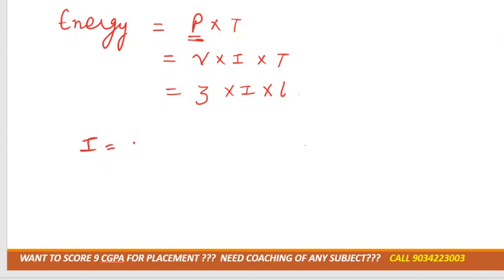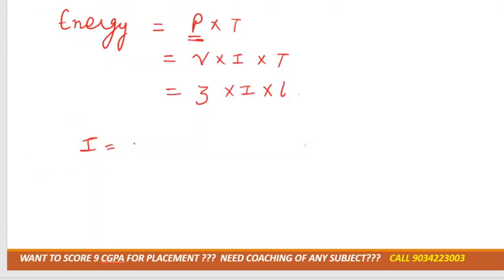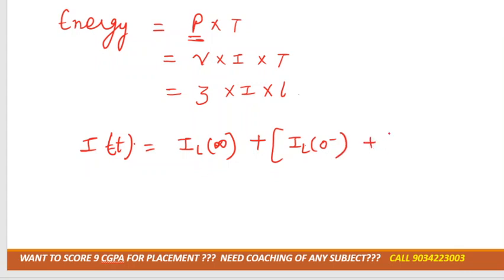I is how much? We need to calculate it. It is the case of an inductor, so we need to calculate I of t. I of t we can calculate by that formula only: IL of infinity plus IL of 0 minus minus IL of infinity, times e raised to power minus t over tau, right?